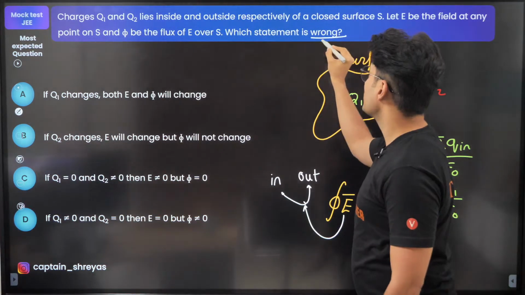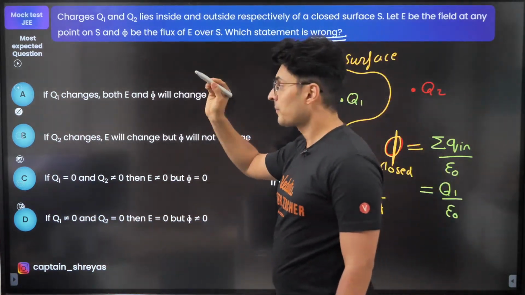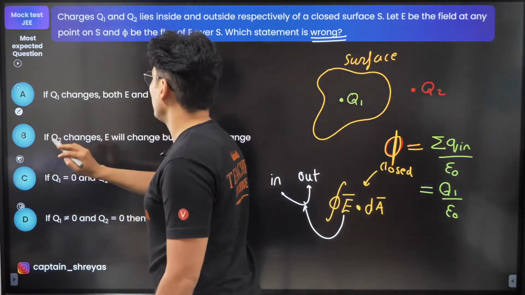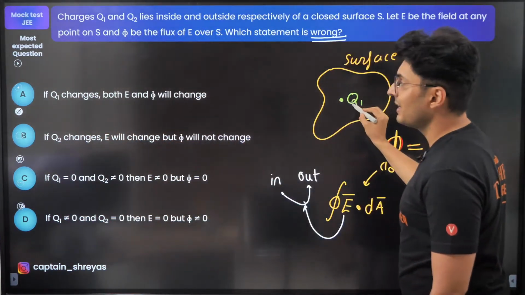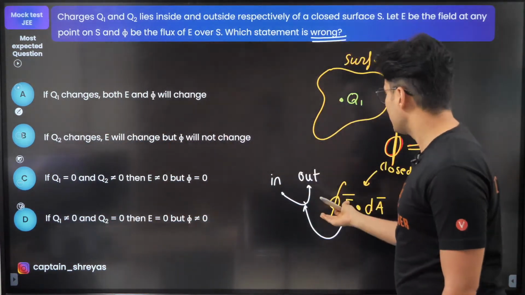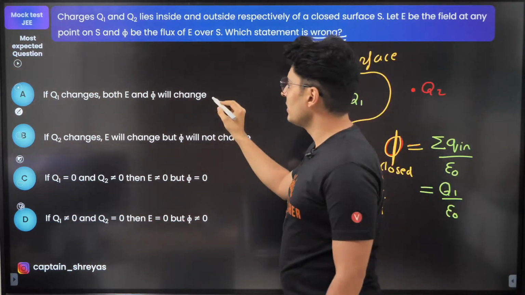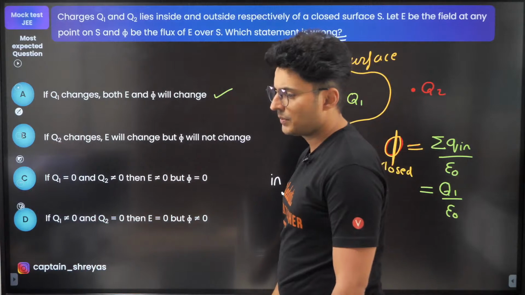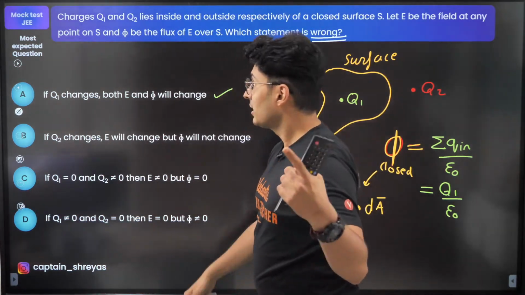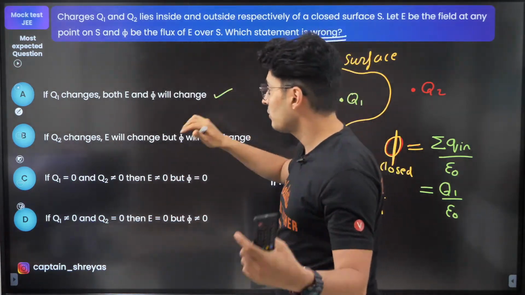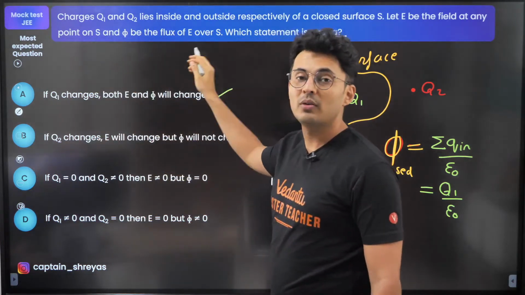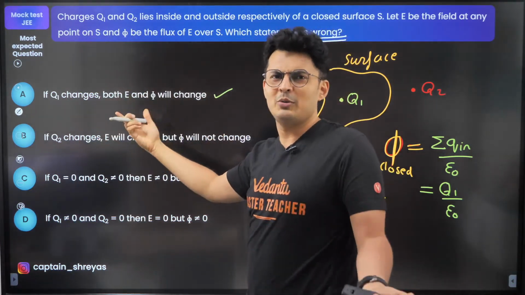The question here says which of the following is wrong? Wrong. So first of all, if Q1 changes, that means inside charge changes, obviously the field will change and the flux will also change. Flux will change if Q1 changes and E will also change. Correct. Definitely correct. Option A is correct. The question says which is wrong. Be careful. Q2 changes. A lot of you will not read it. You will mark option A because you will see it is correct.